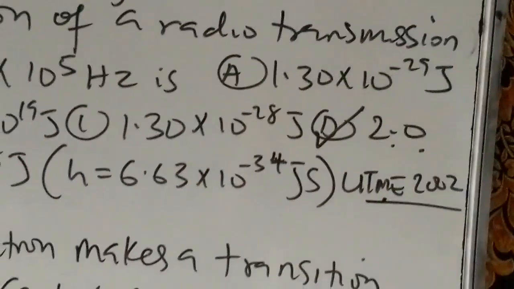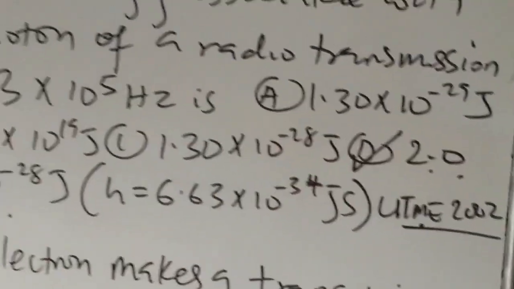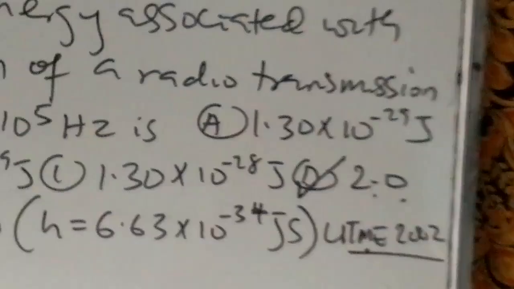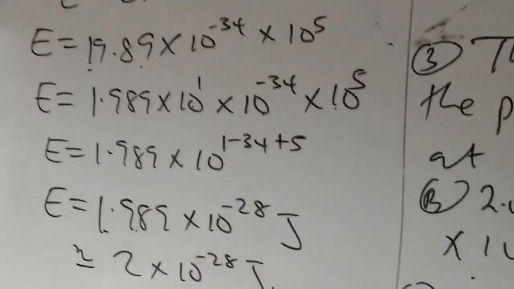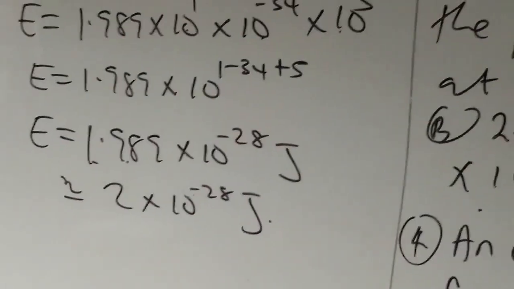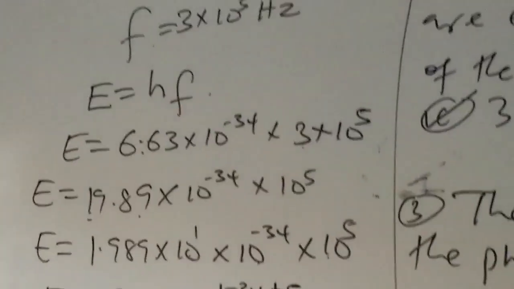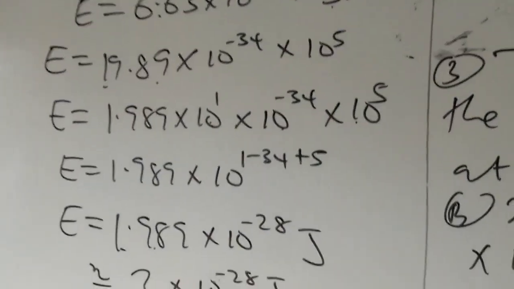UTME 2002, University Unified Tertiary Examination 2002. So the answer there is option D. So going to the next question, number 4.